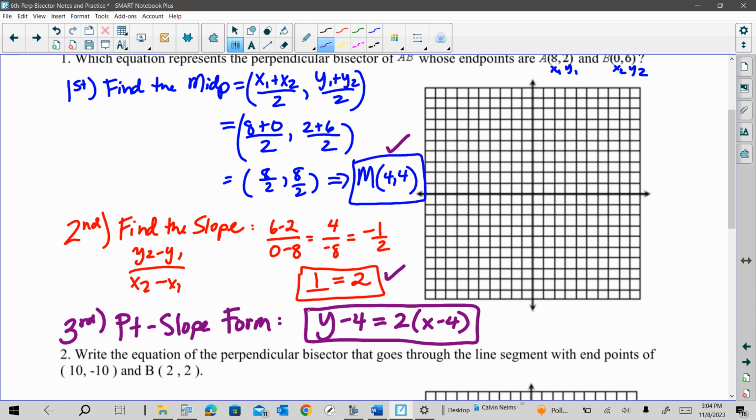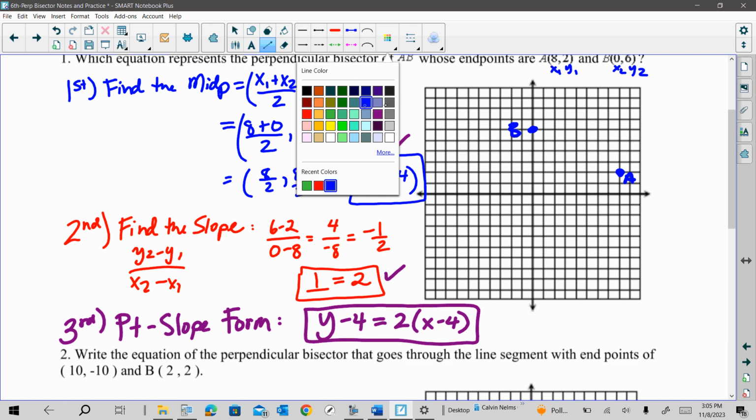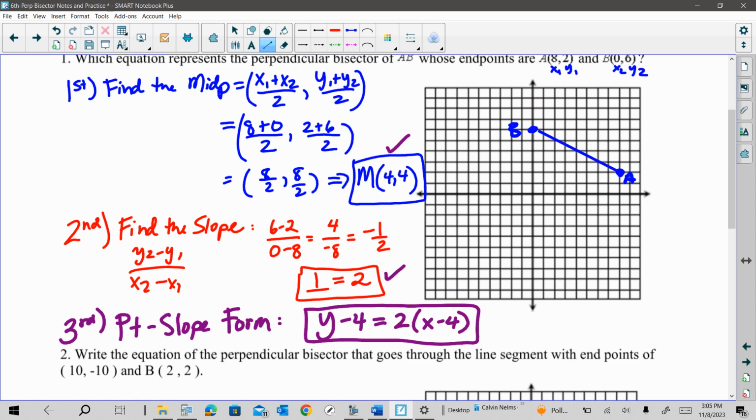Now, if you want to use the graph to help you, we would first need to graph our A and B. So (8, 2), here's my A. My B was (0, 6). I put my A there, sorry. Here's my B. And so we're going to connect those points, draw a segment, draw the line between them to connect them to see the segment.